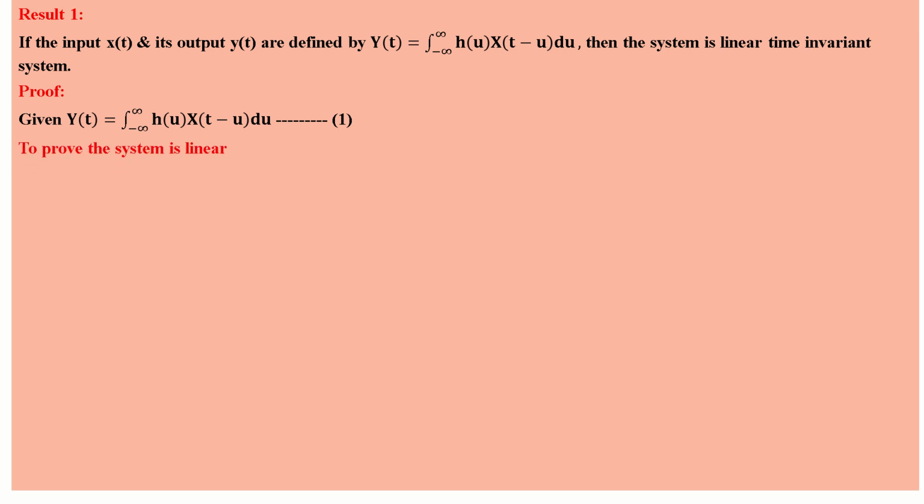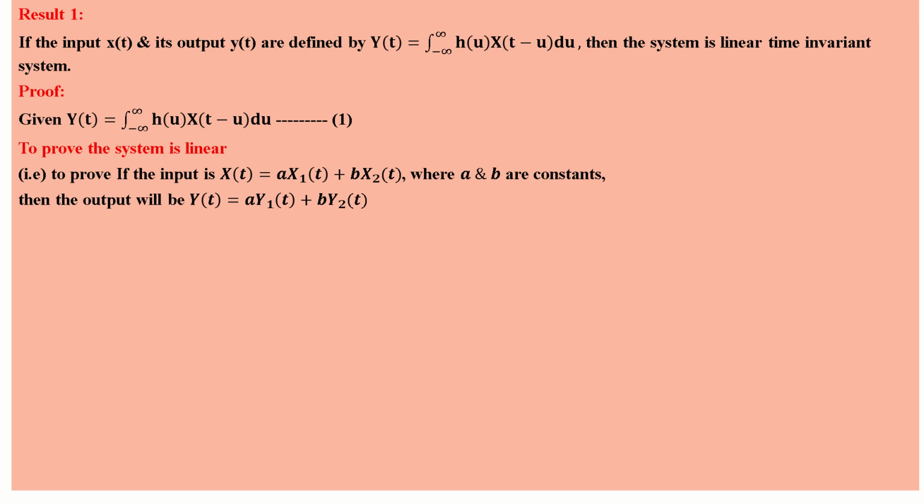To prove the system is linear, we need to prove that if the input x of t is equal to a x1 of t plus b x2 of t, where a and b are constants, then the output will be y of t is equal to a y1 of t plus b y2 of t. So to prove linear, we can prove like this, right? So let x of t is equal to a x1 of t plus b x2 of t. This is equation number 2.